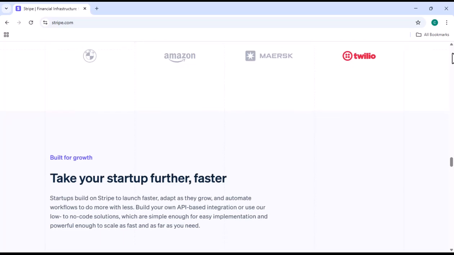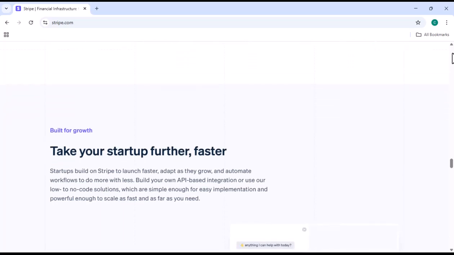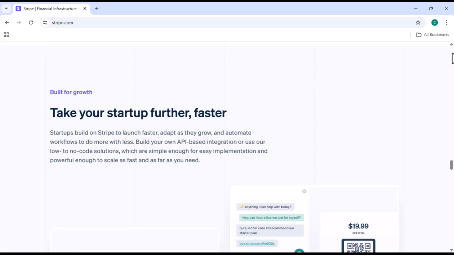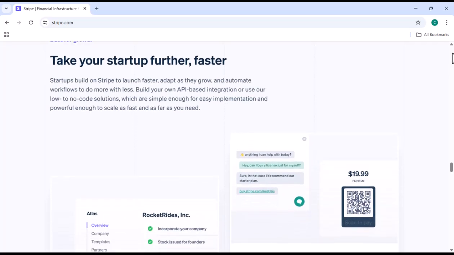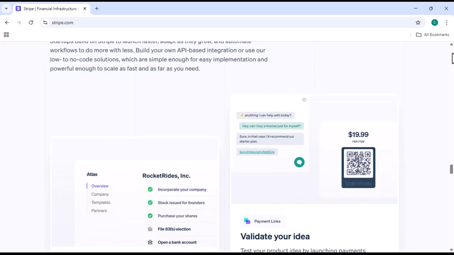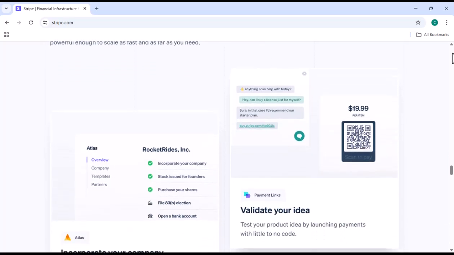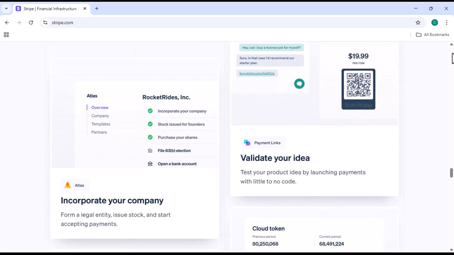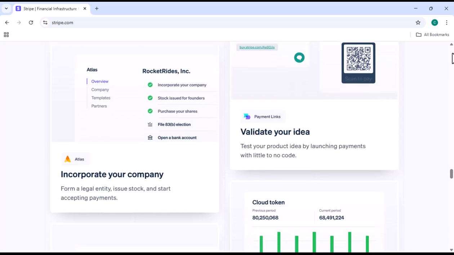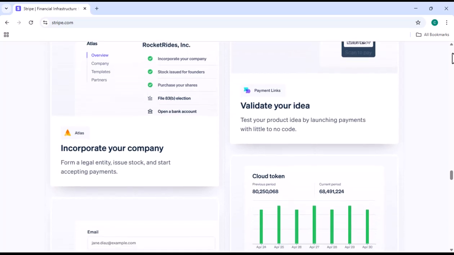Another important consideration is the concept of reserve funds. In certain situations, particularly for new businesses in high-risk industries, or those experiencing a sudden surge in transaction volume, Stripe may hold a portion of your funds in reserve. This is a security measure designed to protect against potential chargebacks, refunds, or other financial liabilities.